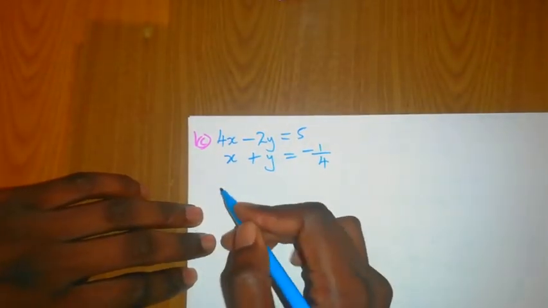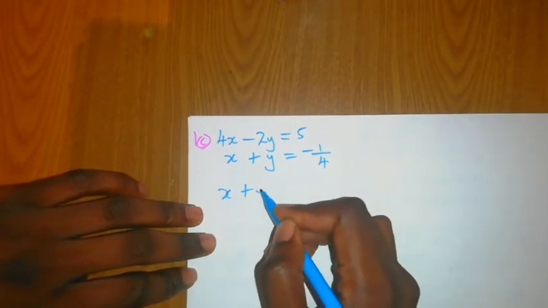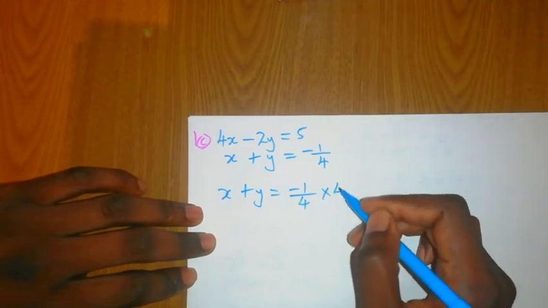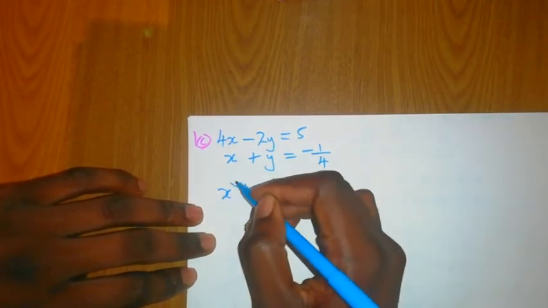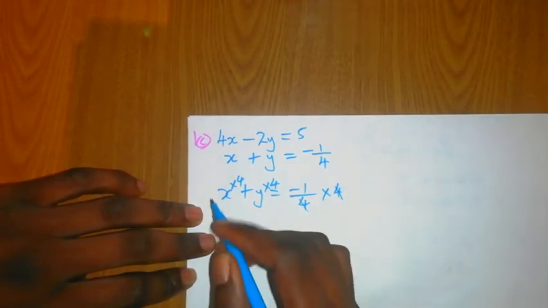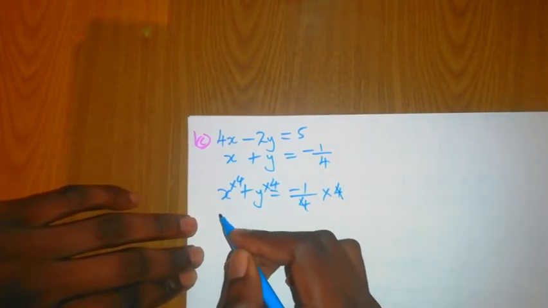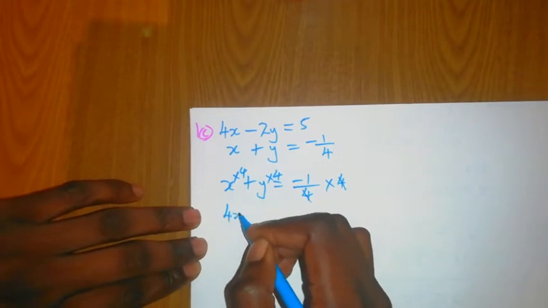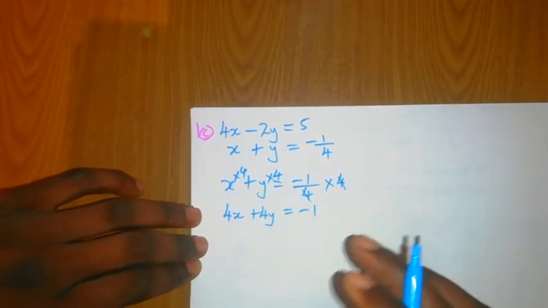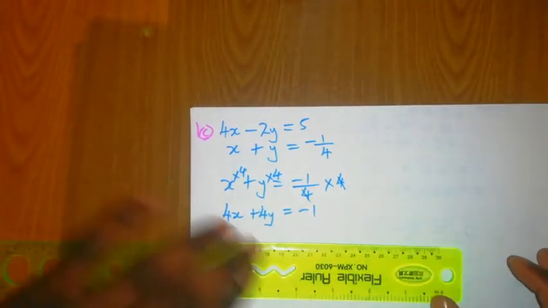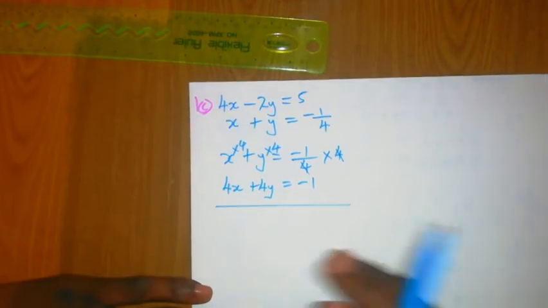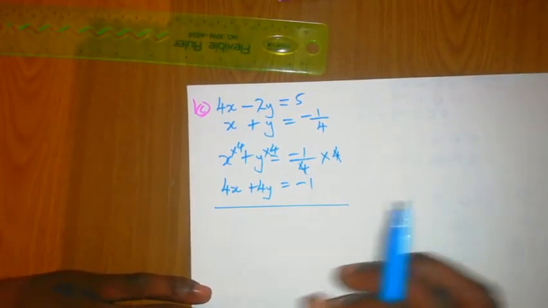So let's try to eliminate that denominator. I'm going to come here and say x plus y is equal to negative 1 over 4 times 4 times 4 times 4. These are going to do what? To cancel out there. I now have 4x plus 4y is equal to negative 1. Then, as I said, it's wise for you to underline. Always underline if you work simultaneous equations. After every 2 stages, underline.